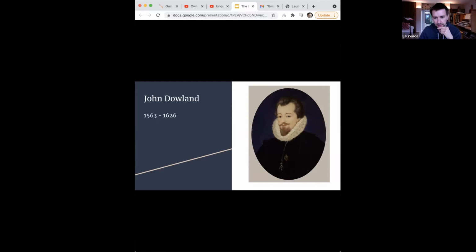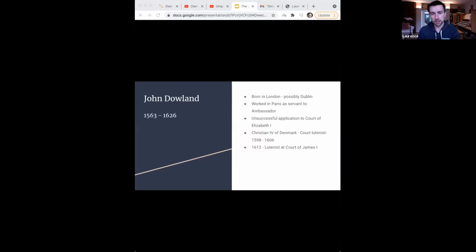One of the really interesting things about John Dowland was, as I say, these styles, and he leaves us prefaces in his books that give us some insight into how he was feeling about these various things. Well, let's just move on to the next one. I'll just talk about John Dowland briefly and come back to that.